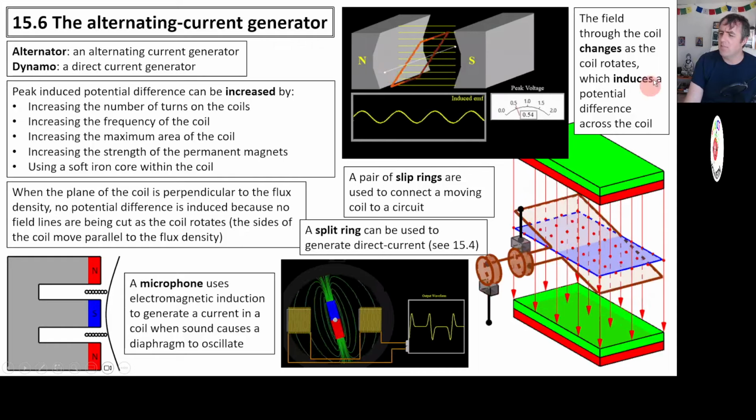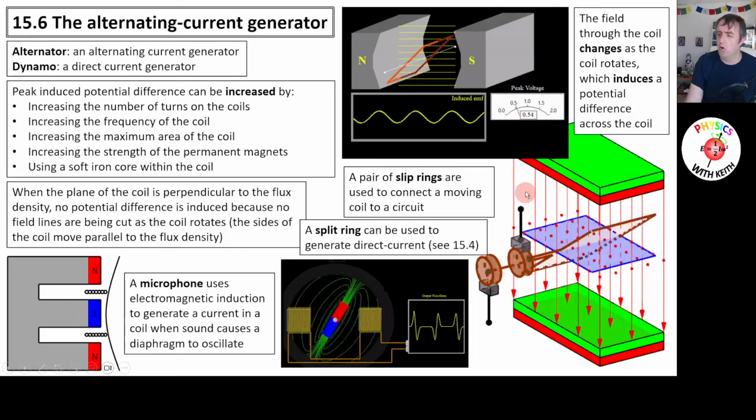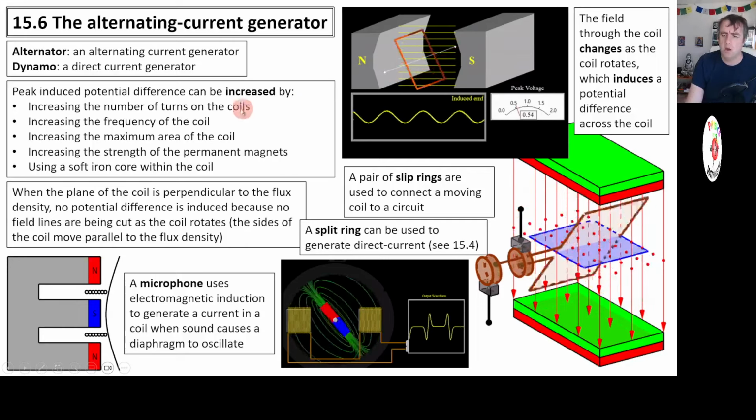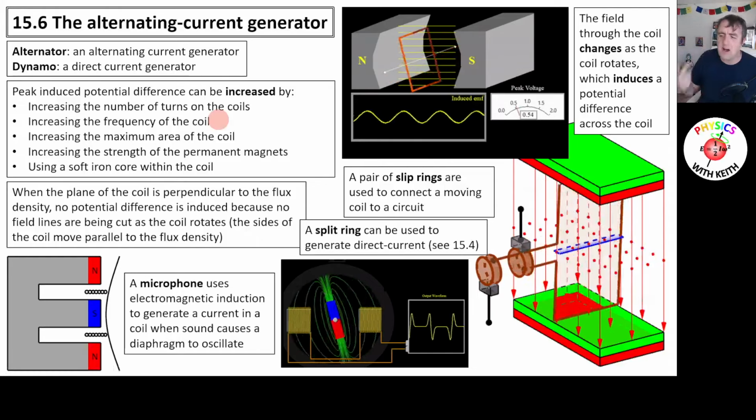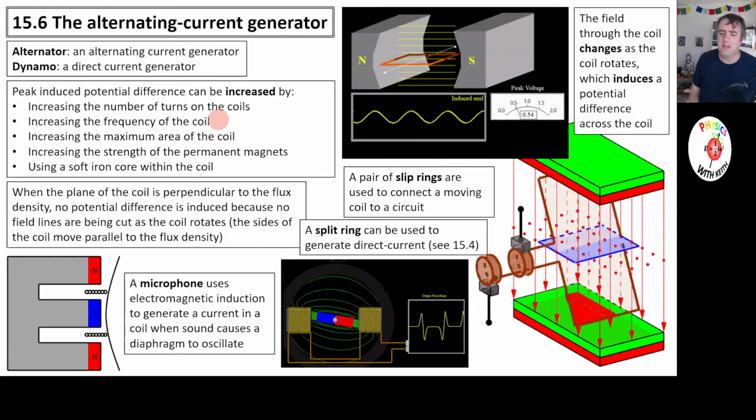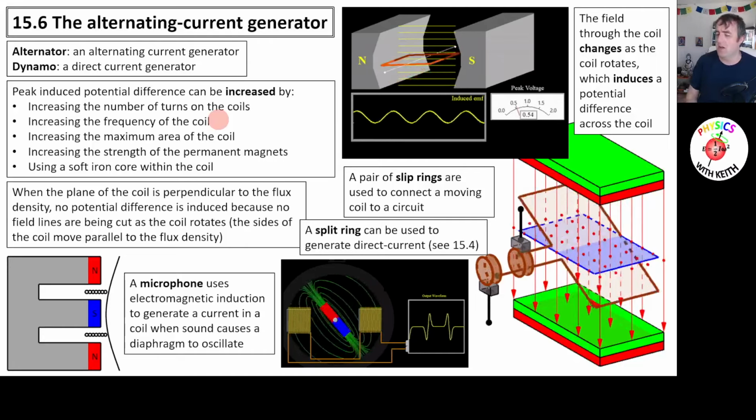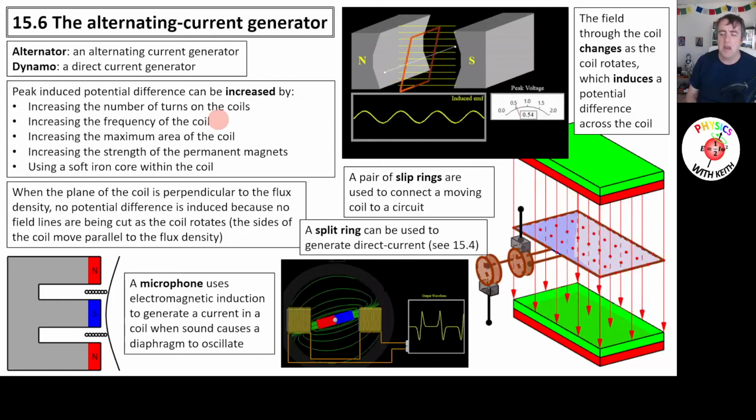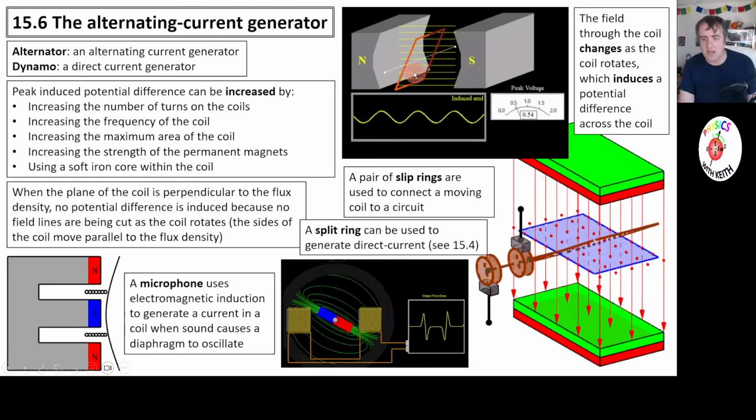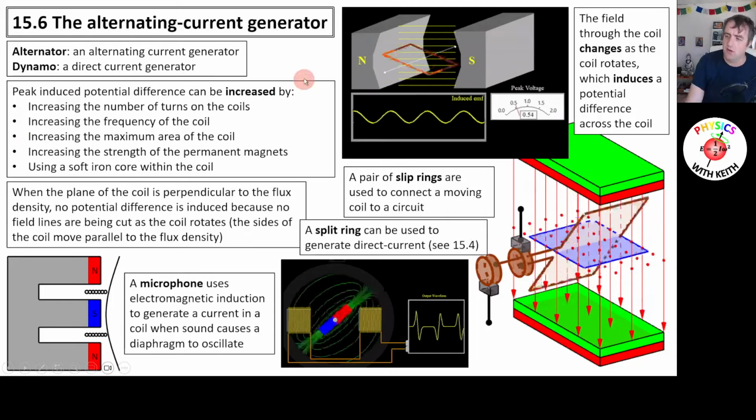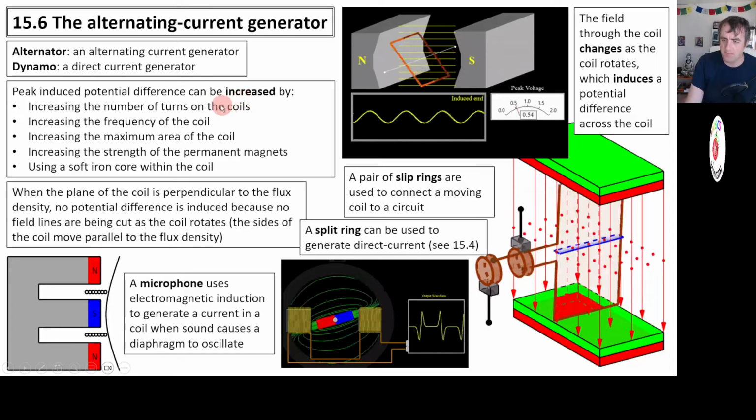So how do I make a generator better then? How do I generate more current? Well, I would need more turns on my coil. I would need to increase the frequency that the coil rotates, because if it's moving faster, the rate of change of flux linkage, that's what we call it, the rate of change of magnetic field passing through the coil, is higher. The higher the rate of change of magnetic field passing through the coil, the greater the induced potential difference, and therefore the greater the current that the generator will generate will be.